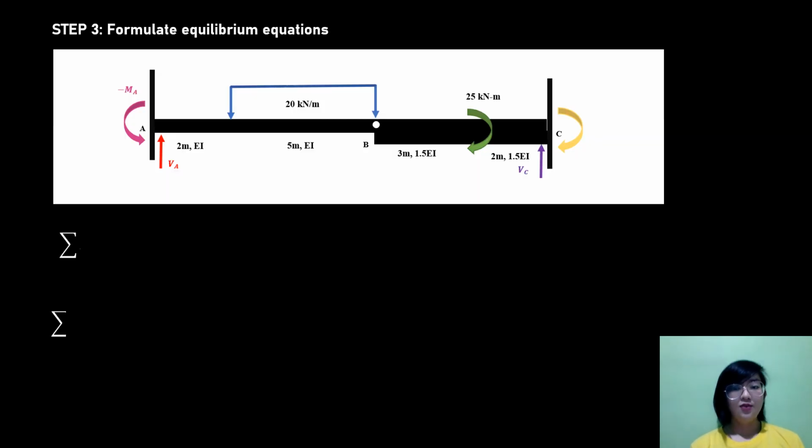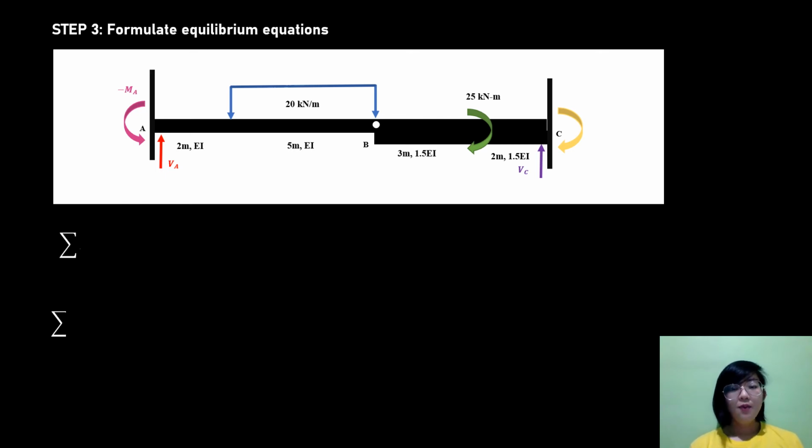So our step 3 will be formulating the equilibrium equations. Kasi we already get the two equations from the theorem equation. So now formulate naman tayo ng equilibrium equation. So this one, we'll have a moment and summation of vertical forces.